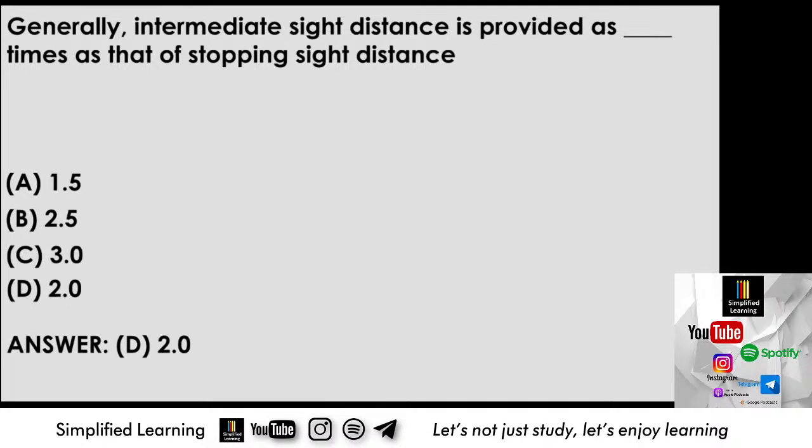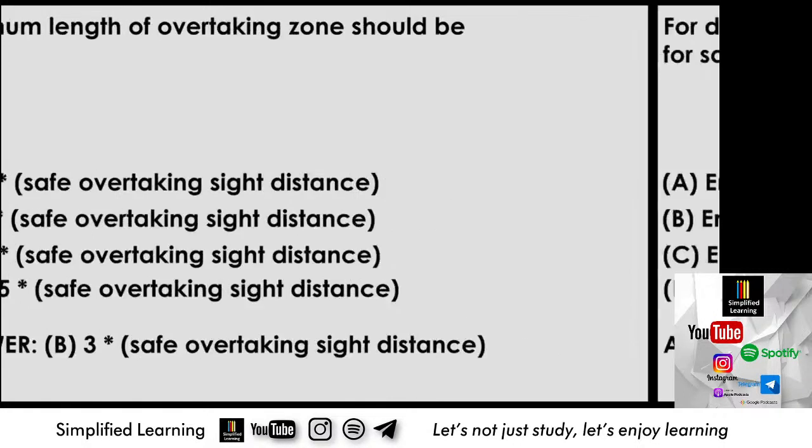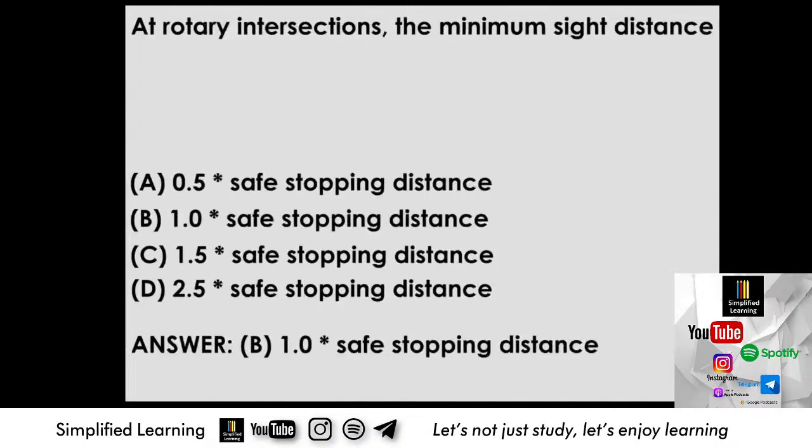Generally, the intermediate sight distance is provided as 2 times the stopping sight distance. Okay, ISD is equal to 2 times SSD. Then the minimum length of overtaking zone should be 3 times the safe overtaking sight distance. For design of sight distance, the conditions that must be fulfilled for safety are enabling the approaching vehicle to change speed, enabling the approaching vehicle to stop, and enabling the stopped vehicle to cross a main road.